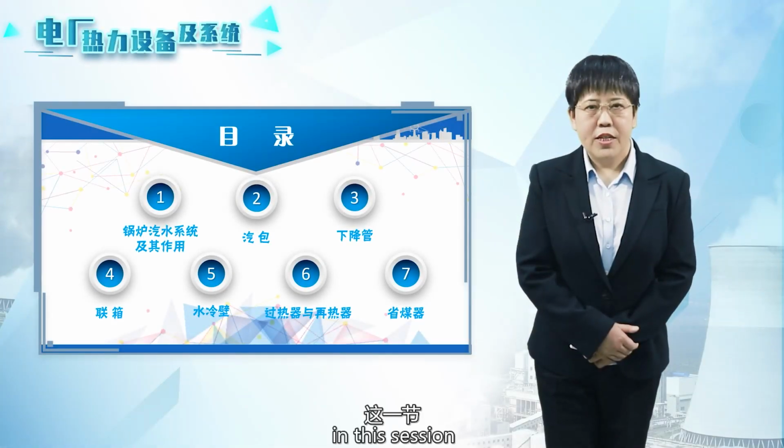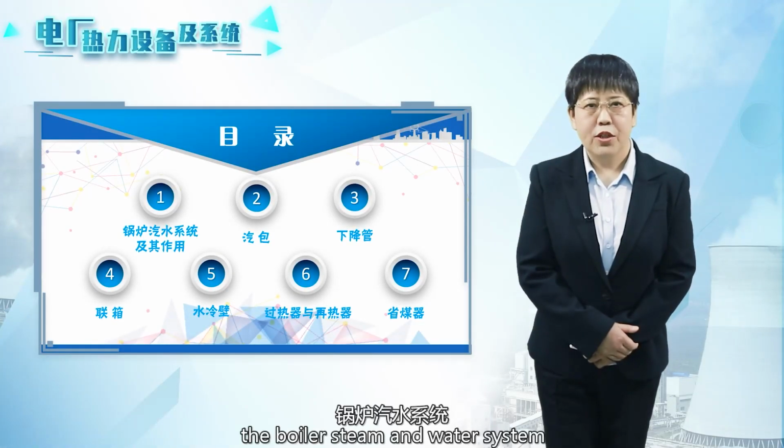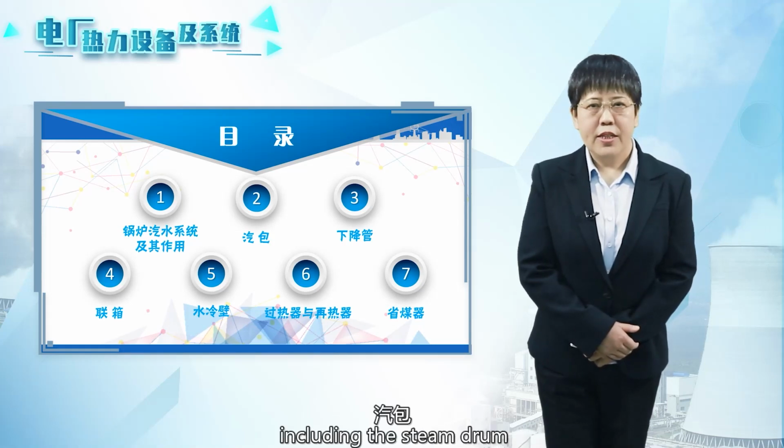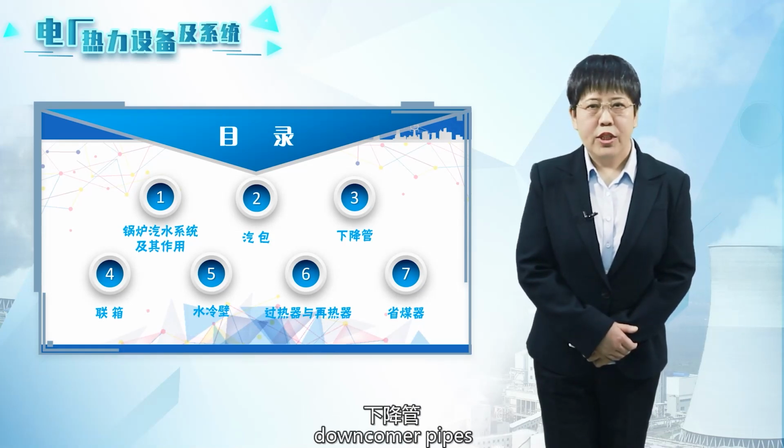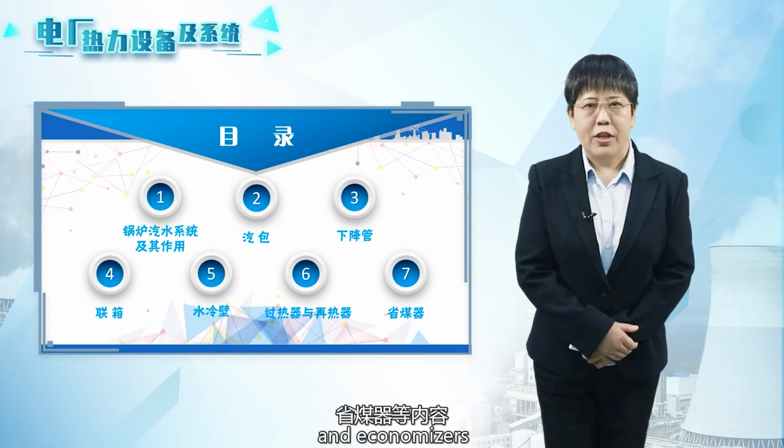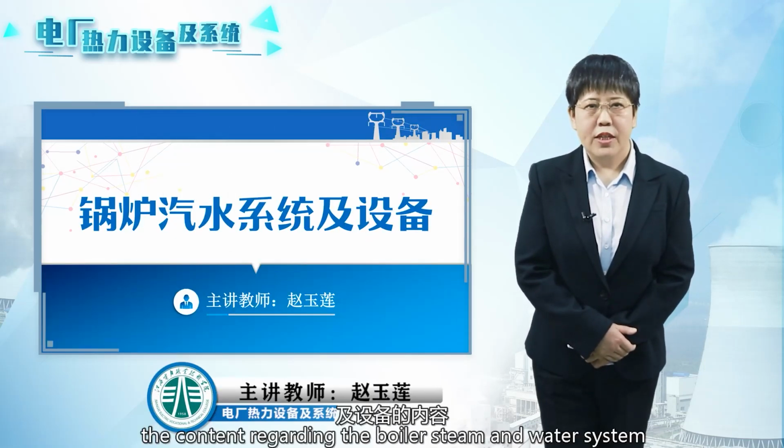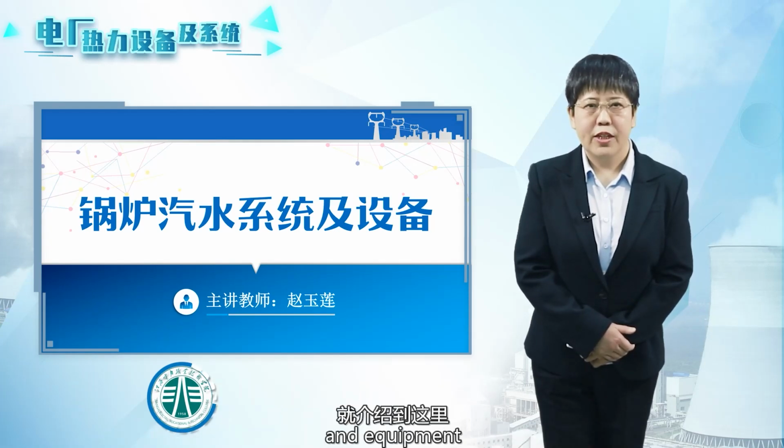Classmates, in this section, we have studied the boiler steam and water system and its functions, including the steam drum, downcomer pipes, heaters, water cooled walls, superheaters, reheaters, and economizers. These pieces of knowledge are all related to the safe operation of the boiler. Today, we have finished introducing the content regarding the boiler steam and water system and the equipment.